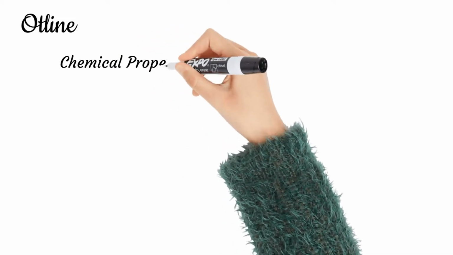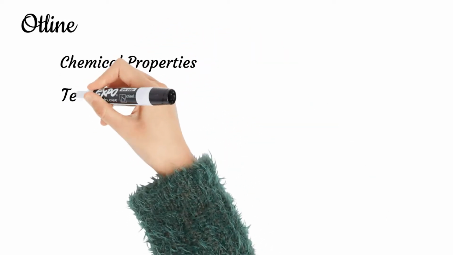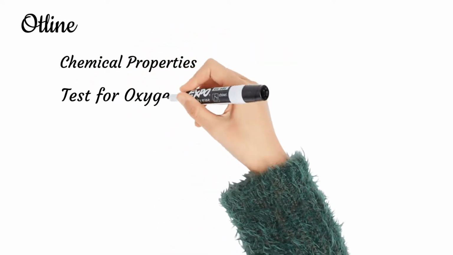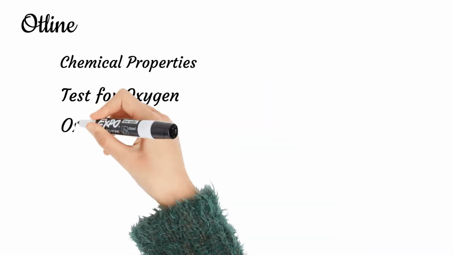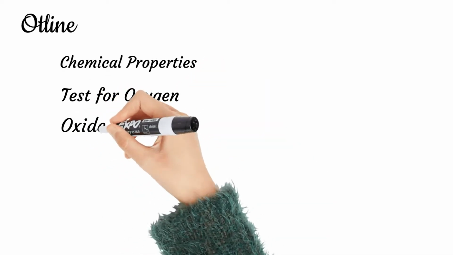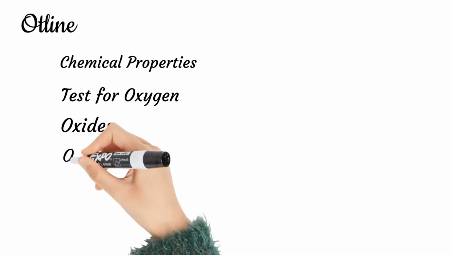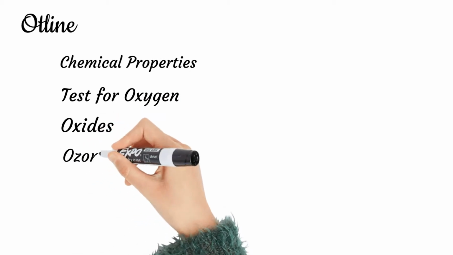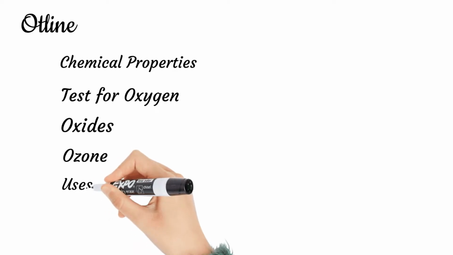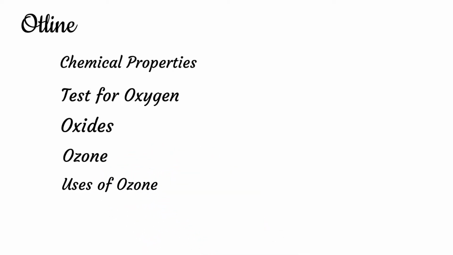We're going to look at the following outline: chemical properties of oxygen, test for oxygen, oxides, ozone, and then finally uses of ozone.